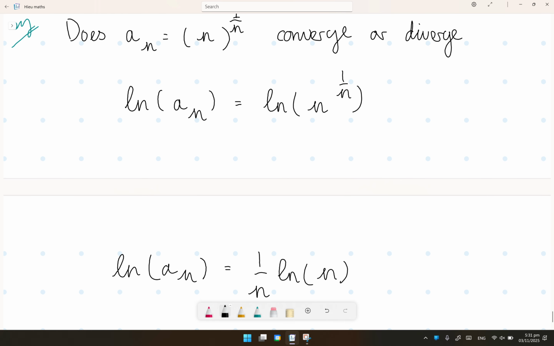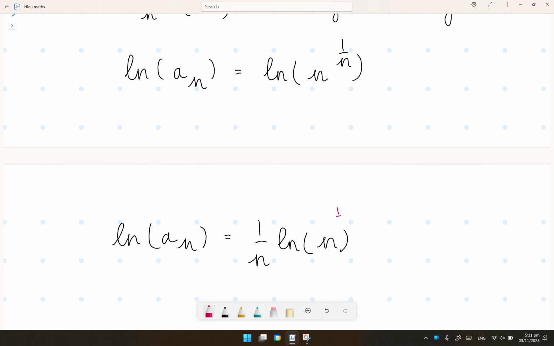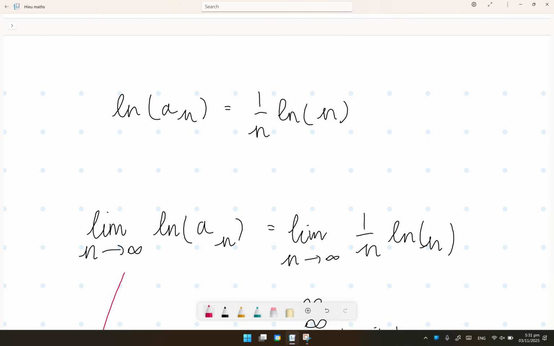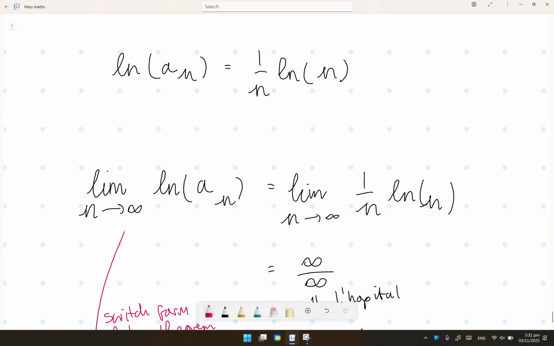That's pretty simple. With the log rule, you could take out the power here. So you could take the 1 over n out to the front as a coefficient. So ln here, like this. And what you can say is the limit of n to infinity of ln an is equal to the limit of the right side, right?